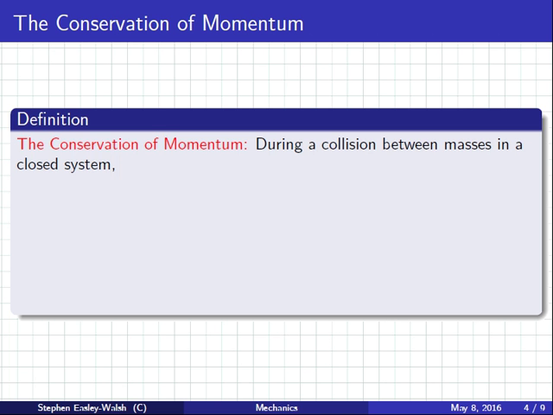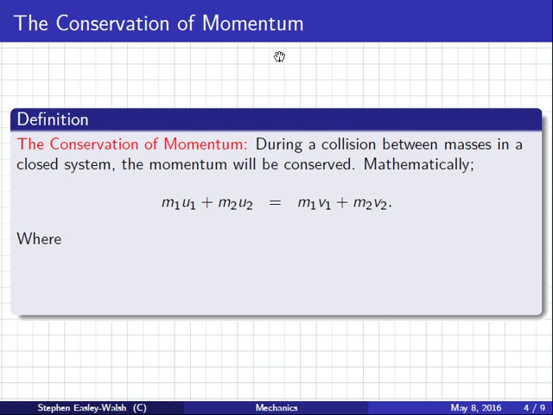So, conservation of momentum. During a collision between masses in a closed system, the momentum will be conserved. This means it doesn't change. So, as a formula, we have this. You have two m's. Why do you have two m's? m1 and m2, they're both two masses. And u1 and u2, the speeds at the start for both of them, then they come together and crash, and you have v1 and v2. So this is momentum 1, momentum 2, equals momentum 1, momentum 2, before and after. This is the conservation of momentum.